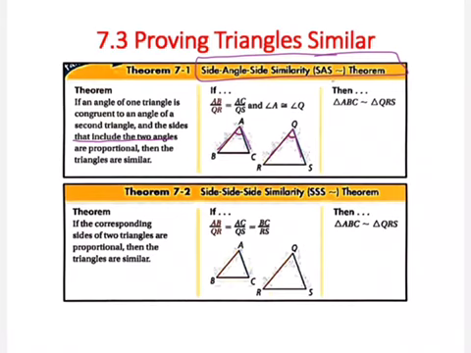The last option is side-side-side similarity, where all three corresponding sides are proportional, then you know you're dealing with a similar set of triangles. So if all three sides are proportional, and they all have the same scale factor, then you can say that the triangles are similar by side-side-side similarity.